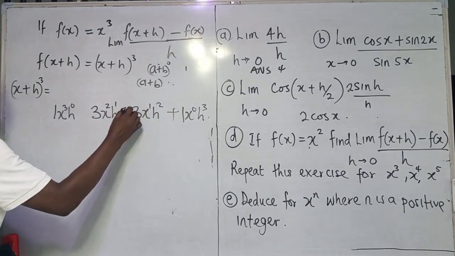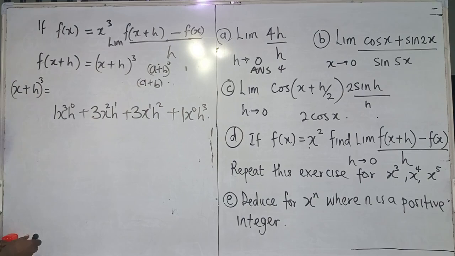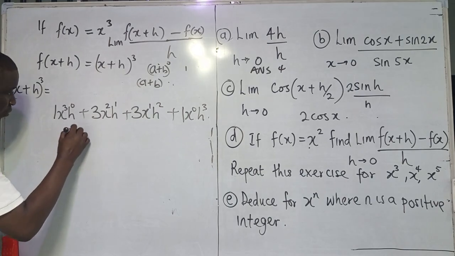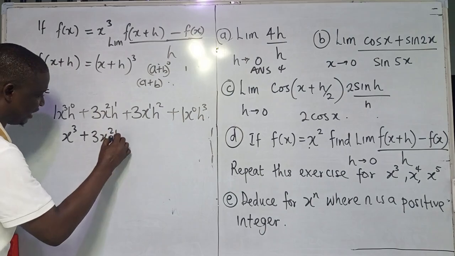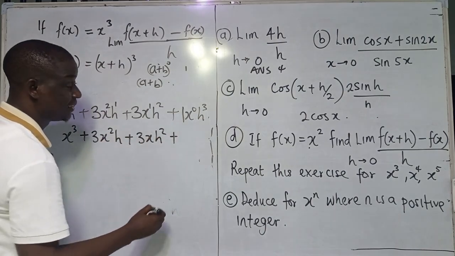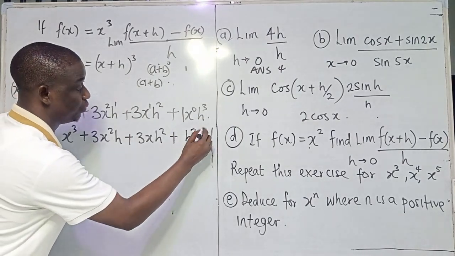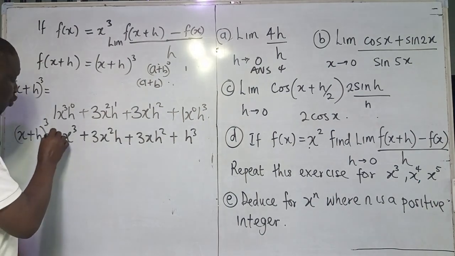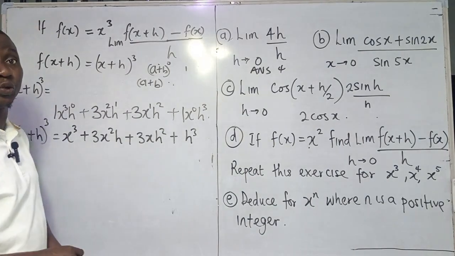So you now put addition. You finally expand that with 1 3 3 1, which is simply as well; any number raised to power 0 is 1. So x cubed plus 3x squared h plus 3xh squared plus what do you have last? h cubed. So that is the expansion of x plus h all cubed.